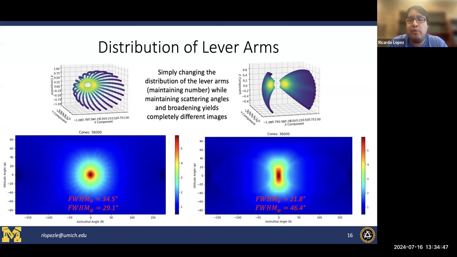And then we can see that while we do maintain the same number of lever arms in this case, the effects on the simple back projected images are quite drastic or different from one another. Again, the one that's more symmetric in terms of the lever arm distribution has a more symmetric simple back projected image, while the one on the right, which is the one where they're clumped up into two distinct groups, you can see this elongation in the attitude angle direction, which would not be ideal to have for an actual measurement.